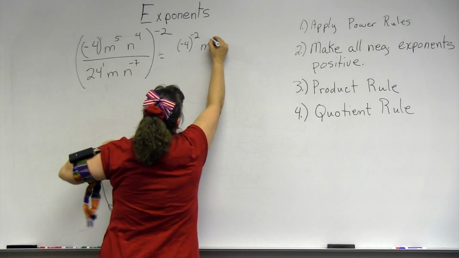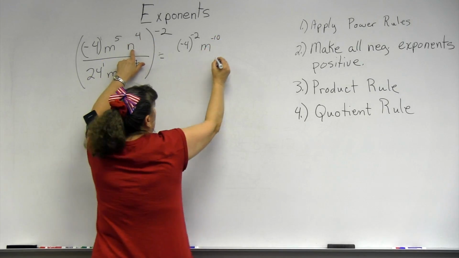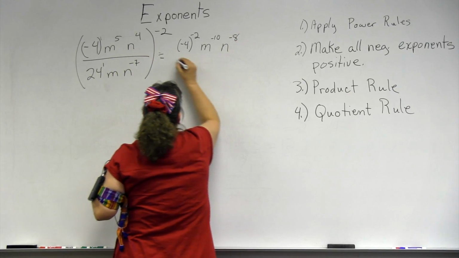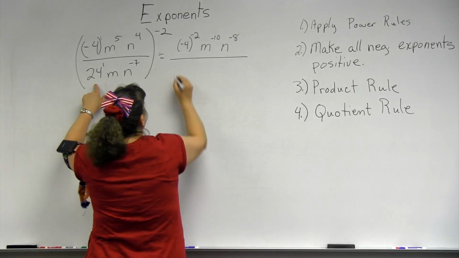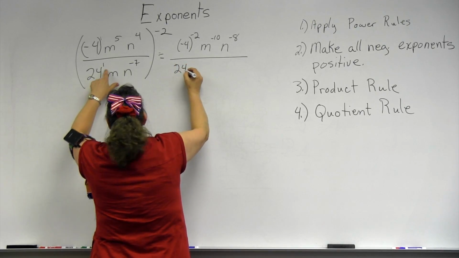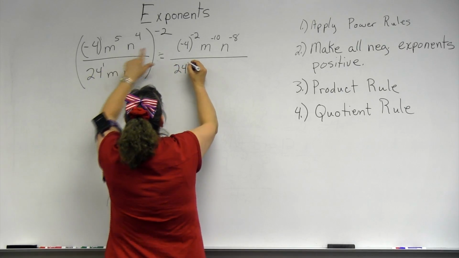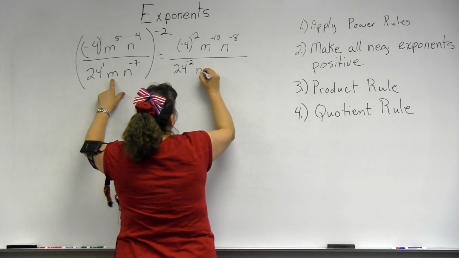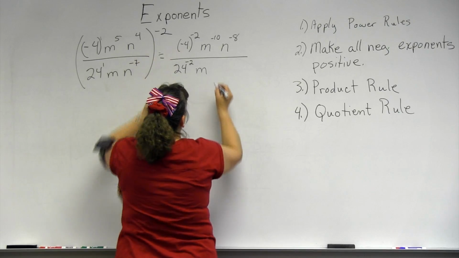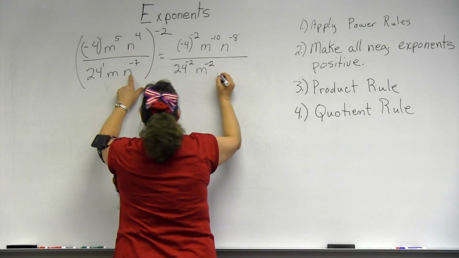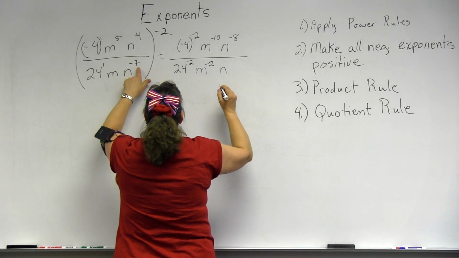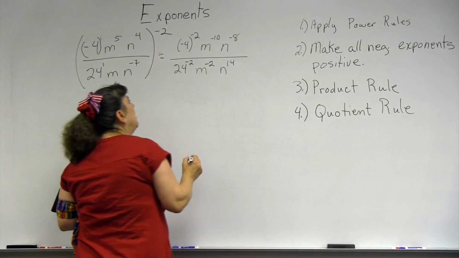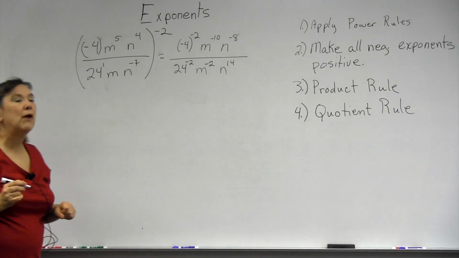5 times negative 2 is a negative 10. And n, 4 times negative 2 is a negative 8. All of which is over 24 to the first power. Well, 1 times negative 2, again, is a negative 2. 1 times negative 2 is a negative 2. And n, negative 7 times negative 2 is a positive 14. Okay? So we applied the power rules.